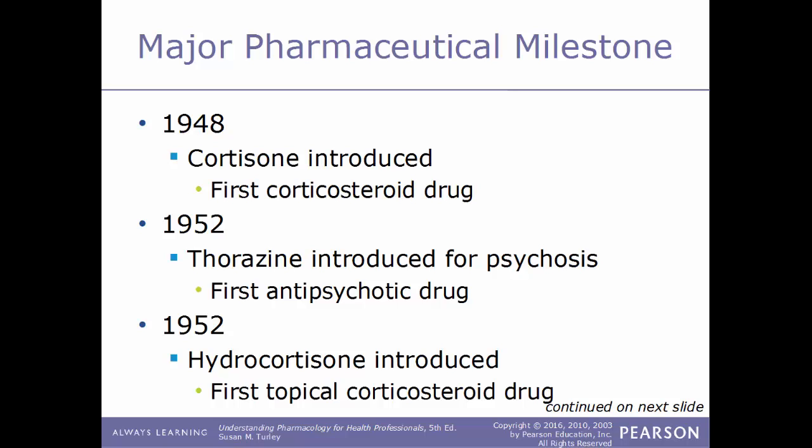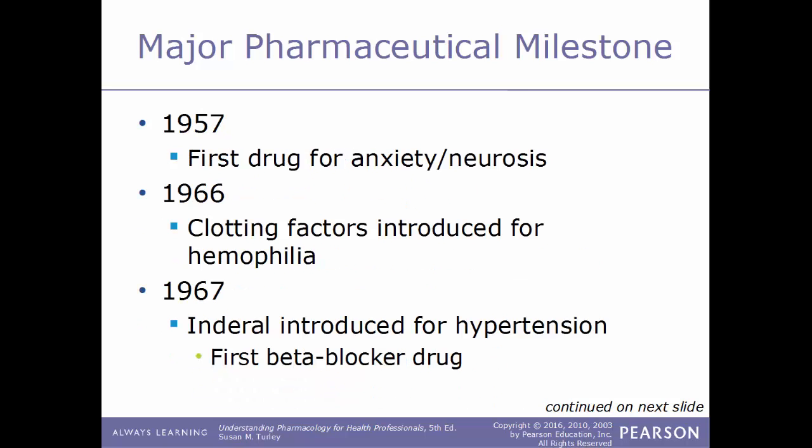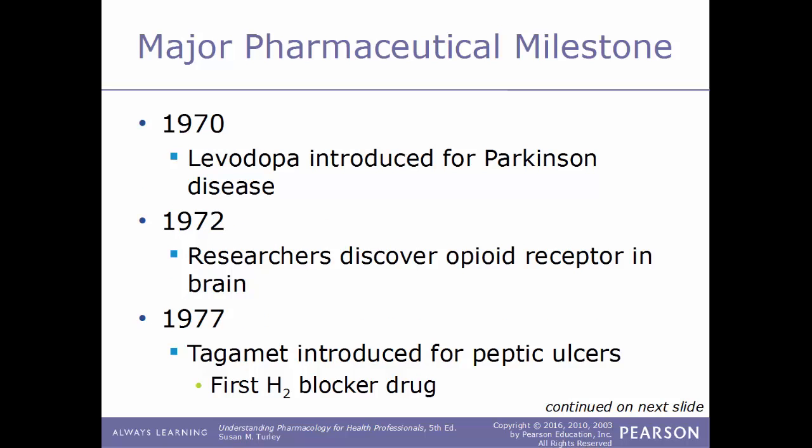Also in 1952, hydrocortisone is introduced. It's the first topical corticosteroid drug. 1957, first drugs for anxiety and neuroses. 1966, clotting factors were introduced for hemophilia. 1967, Inderal is introduced for hypertension, which is the first beta blocker drug. 1970, levodopa is introduced for Parkinson's disease. 1972, researchers discovered the opioid receptor in the brain. In 1977, Tagamet is first introduced, and this helps to treat peptic ulcers. This is the first H2 blocker drug.